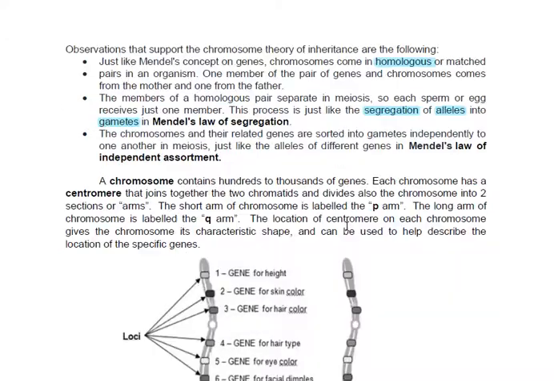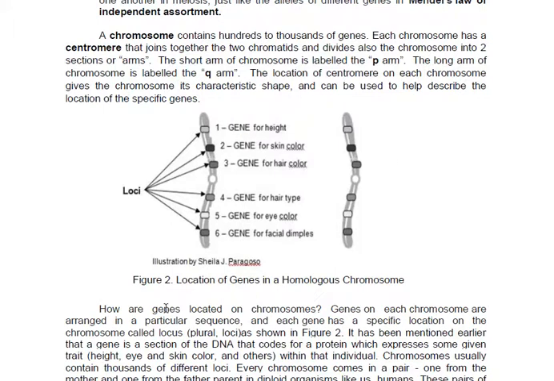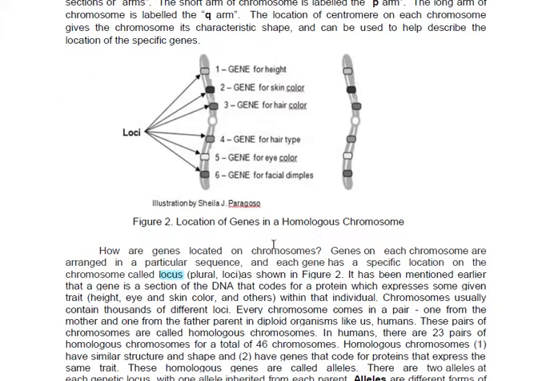And continue. The location of the centromere in each chromosome gives the chromosome its characteristic shape and can be used to help describe the location of specific genes. Okay. Now, this is figure 2. How are genes located on chromosomes? Genes on each chromosome are arranged in a particular sequence, and each gene has a specific location on the chromosome called locus. Okay. Where is the location, from the word location. So where is the gene on the chromosome, what it is called, where it can be found, is called locus. If many, loci. Right? As shown in figure 2.